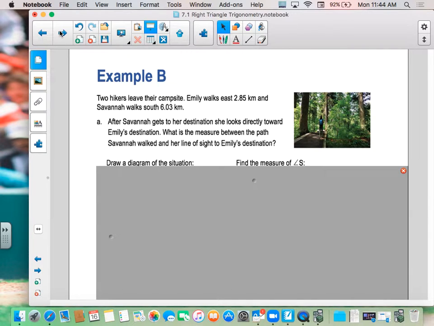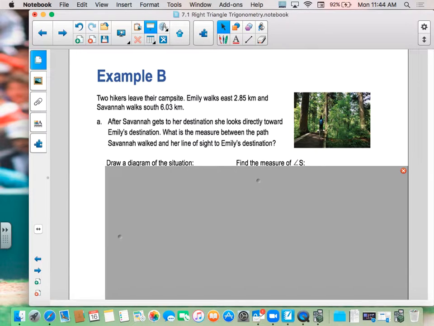Here is a word problem. Application problems are everybody's favorites in Honors Algebra 2. Wow, we're going to have two hikers leaving their campsite. Emily's going east, Savannah's going south. Notice the names start with E and S. After Savannah gets to her destination, she looks toward Emily. What's the measure between the paths?